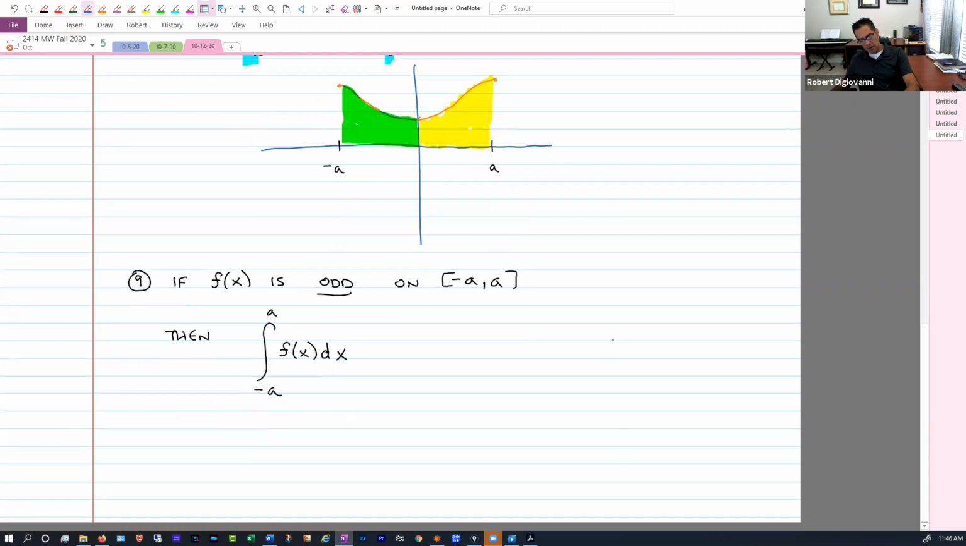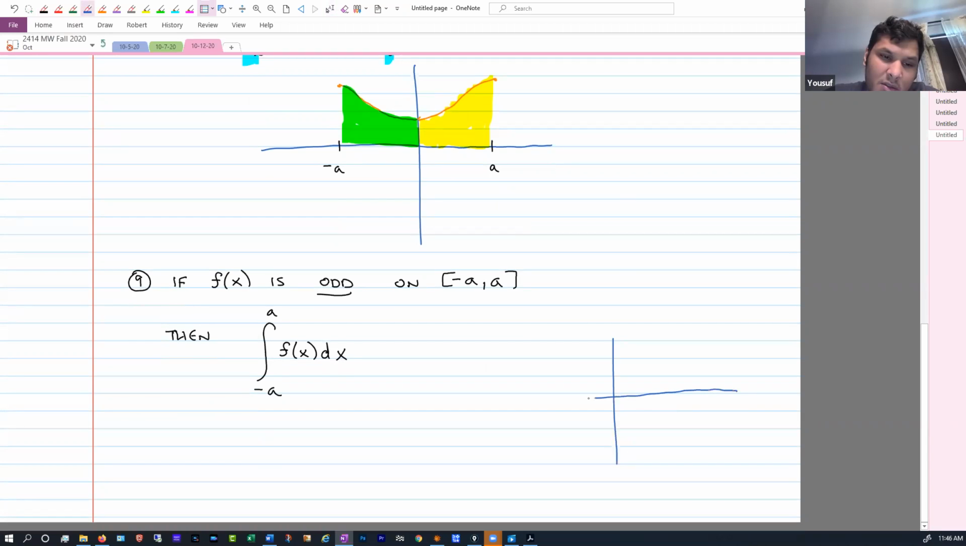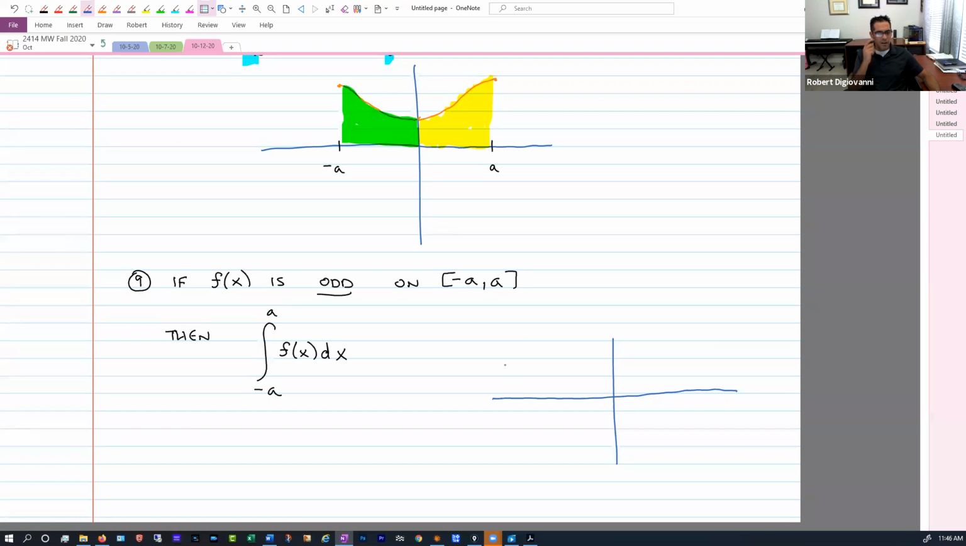Maybe we should look at the graph. So if we have an odd function, what does it mean to be odd? Even meant it was a reflection over the y-axis, right? But what does it mean to be odd? Reflection over the x-axis? It's not quite just x. It's a combination. It's a reflection over y and then over x, which we call a reflection over the origin.